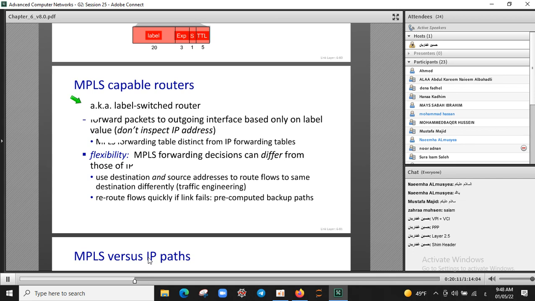So we have another option. My router can decide what it can do. It can work based on the IP address, or it can make decisions based on the label. That is great. So I can assign a label for each flow.